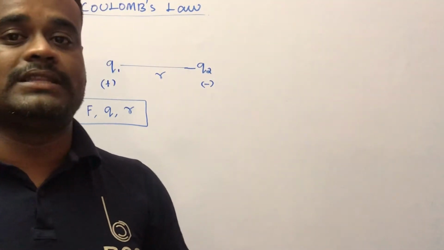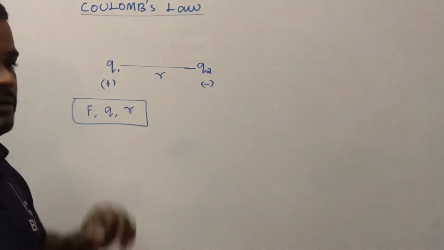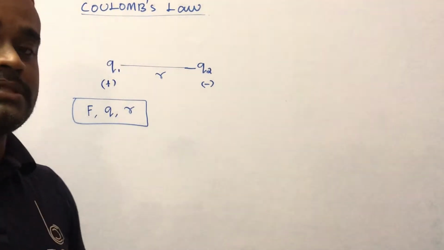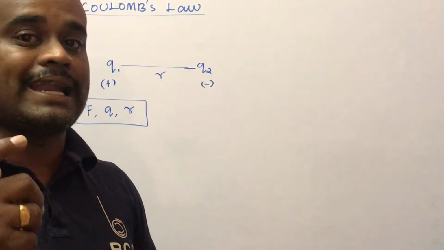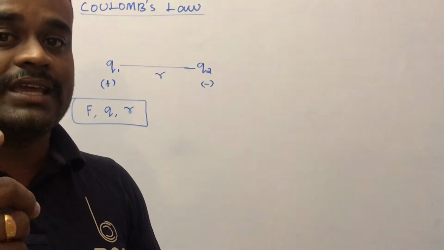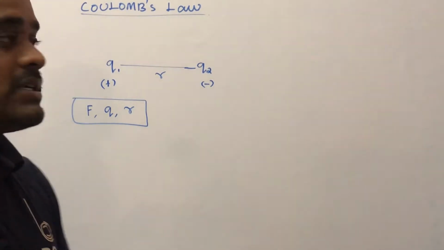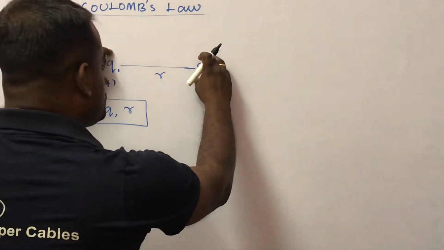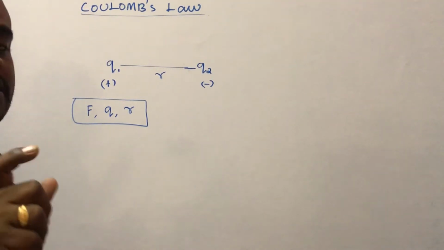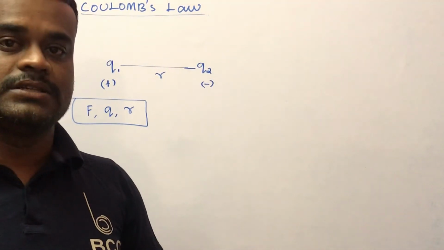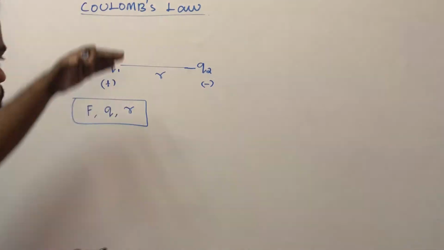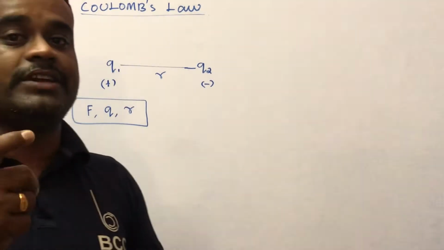That force is what? Coulomb's law. We have to add one more word: electrostatic force. Why do we say electrostatic force? We assume the two charges are stationary, which means static charges. So that's why. Now we are going to enter the derivation part.